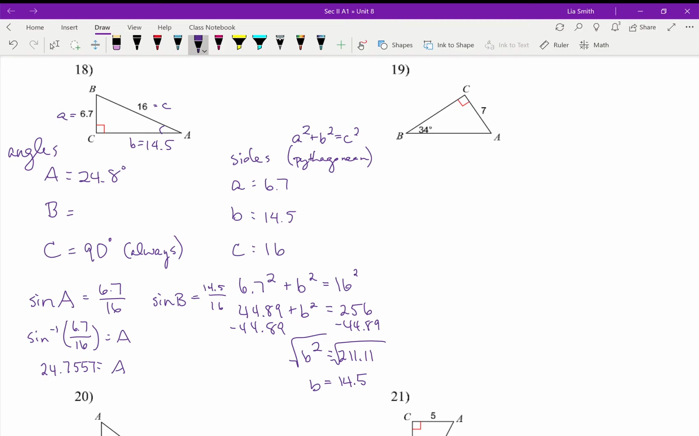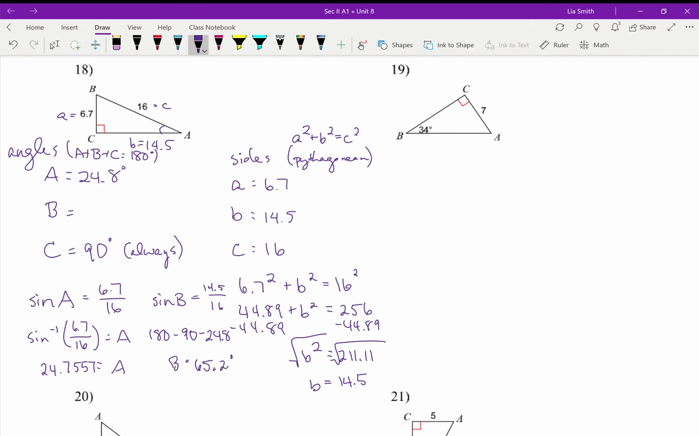The other way that I could find B is a little bit simpler. If you think way back to the beginning of the year, we learned a fact about angles in a triangle. We learned that all of your angles, A plus B plus C, should add up to 180 degrees. So while you could do sine of B, you could also just do 180 minus the 2 angles that you have to find your missing angle, which would be 65.2 degrees.